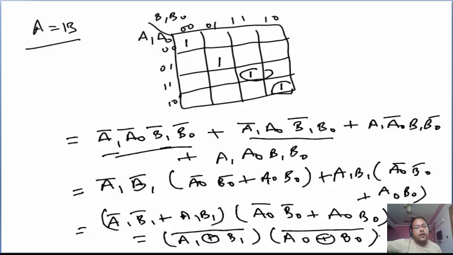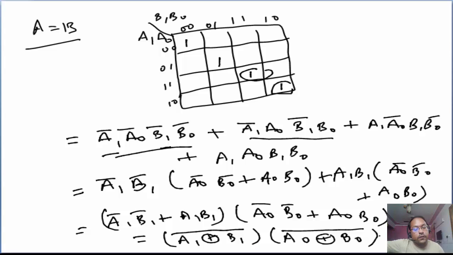Understood? So here what we have done is we have made use of the truth table, and we have found the Boolean expression for a equal to b. From the K map we were not able to make the pairs or minimize the number of variables. So we wrote the expression for a equal to b, and finally rearranged it. We took something common, applied the concept which we know, and found that the circuit for a equal to b is going to be a1 XNOR b1 into a0 XNOR b0.